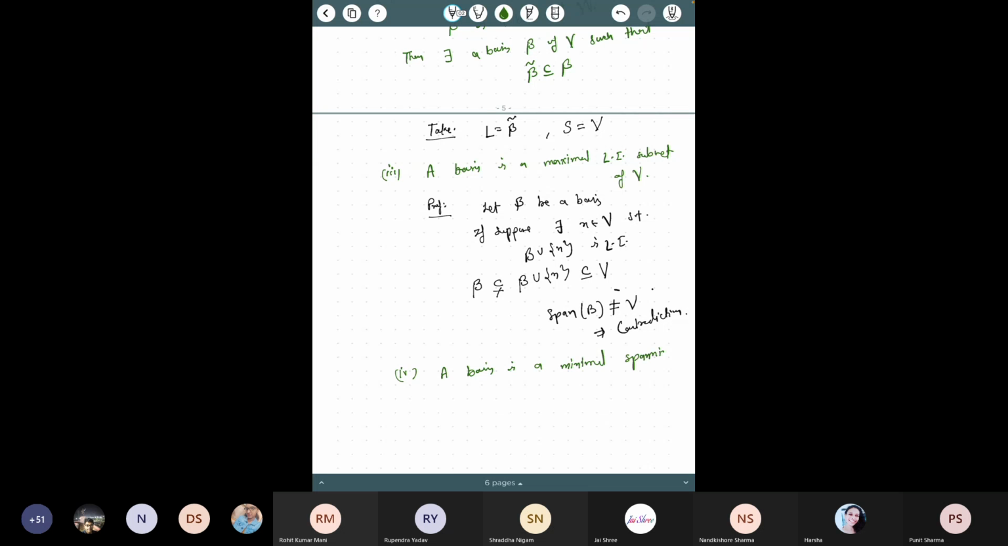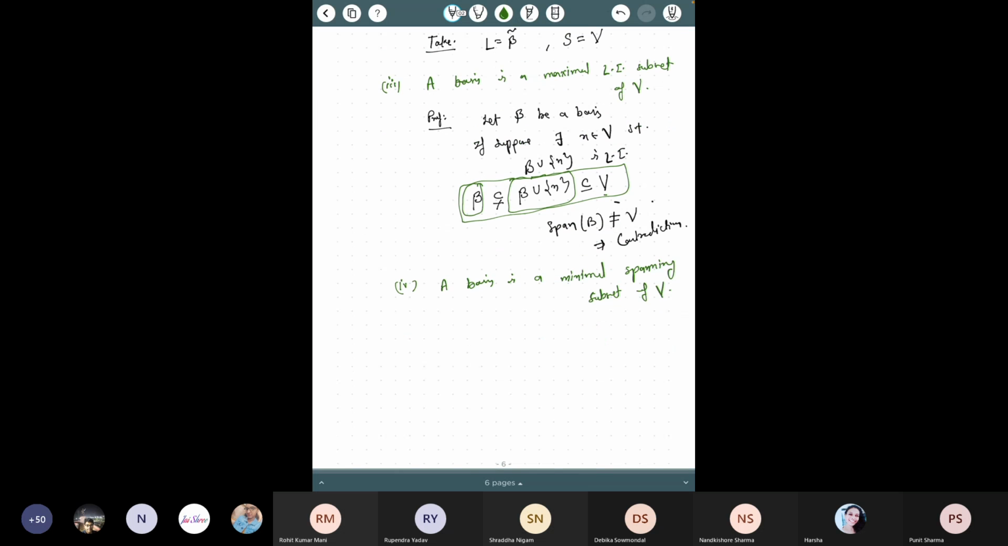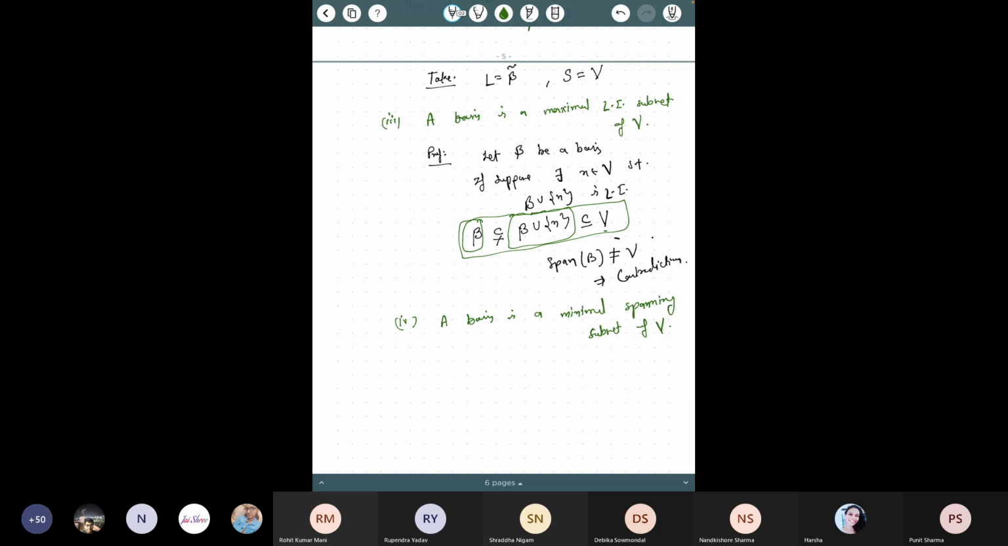Is the span of B not equal to V? I don't understand that. See here, because of this argument you are saying that B is a proper subset of B union x, right? Because x is not there in B, and this is a subset of V. So clearly, span of B is a proper subset of span of B union x, which is a subset of V. So how can span of B be equal to V? Is it okay?